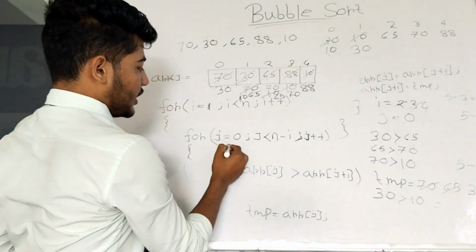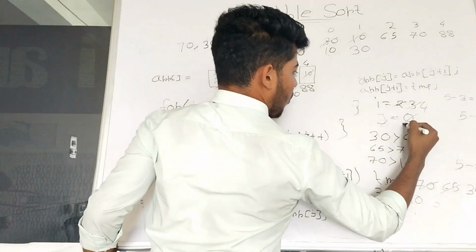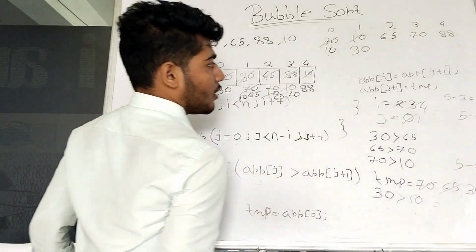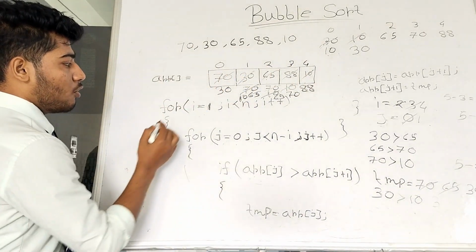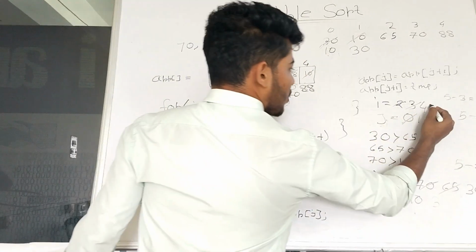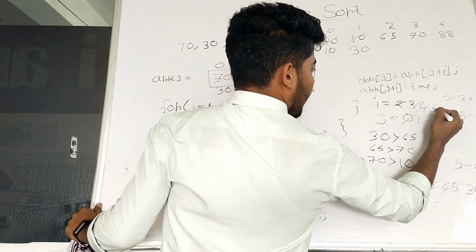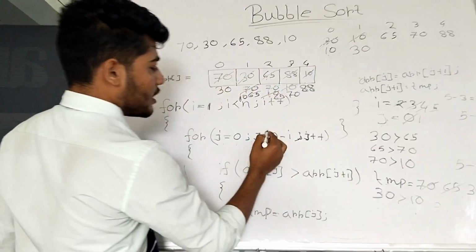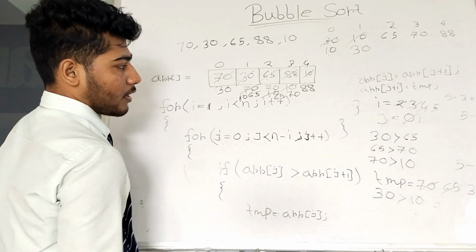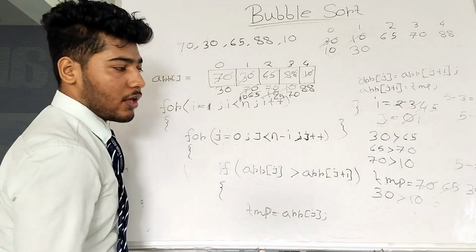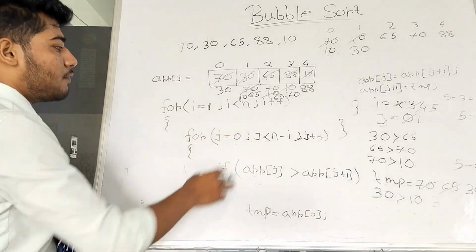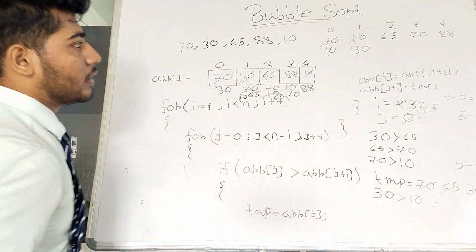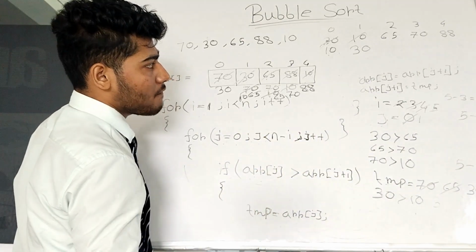Next, again it will check. The j value will be 1. 1 less than 1? It's false. So it will exit from that loop and i will be increased. So i is 5 and n is 5. i less than n: i is 5 and n is also 5. So 5 less than 5 is false. So it will exit from that loop and now it will stop.